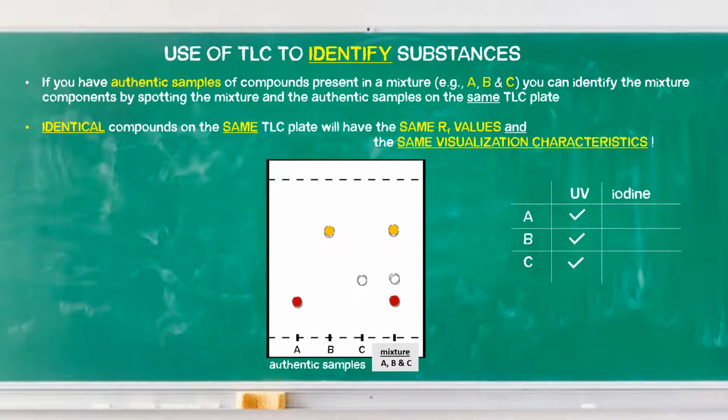Since the lowest RF spot in the mixture lane at the far right on the plate has the same RF as authentic sample A and is similarly stained by iodine, we can identify that spot in the mixture as compound A. Since the highest RF spot in the mixture has the same RF as authentic compound B and is similarly stained by iodine, that spot in the mixture must be compound B. And finally, for the same reasons, the remaining spot in the mixture lane must be compound C.